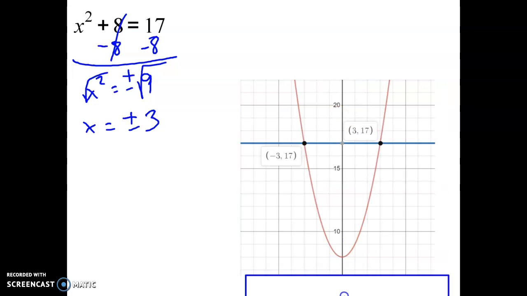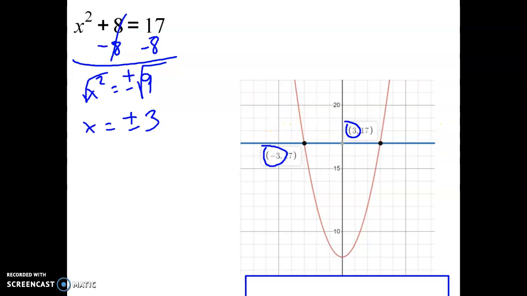Okay, graphically, let's look at what we have here. The x squared plus 8 is this pink parabola. Y equals 17 is this blue horizontal line, and you can see that they intersect each other twice. So my answer is this positive 3 and this negative 3.